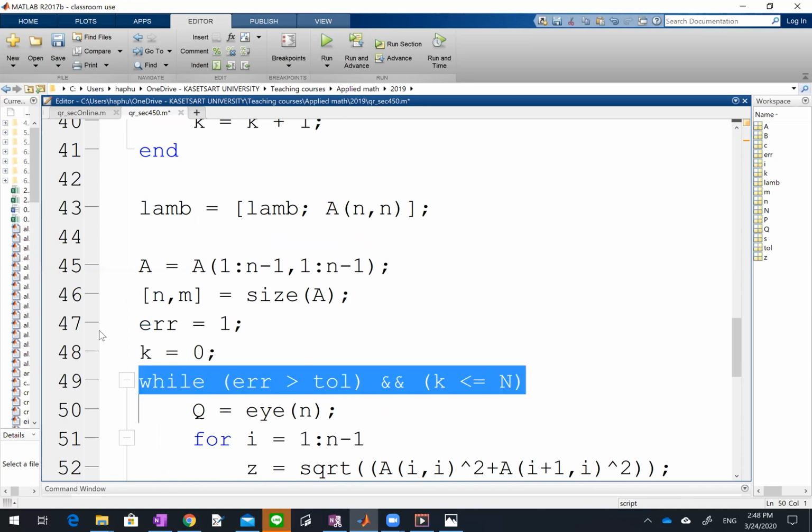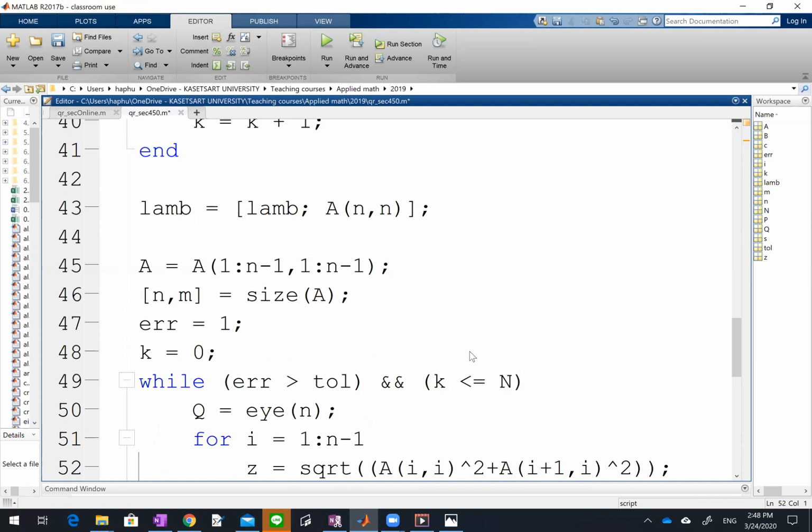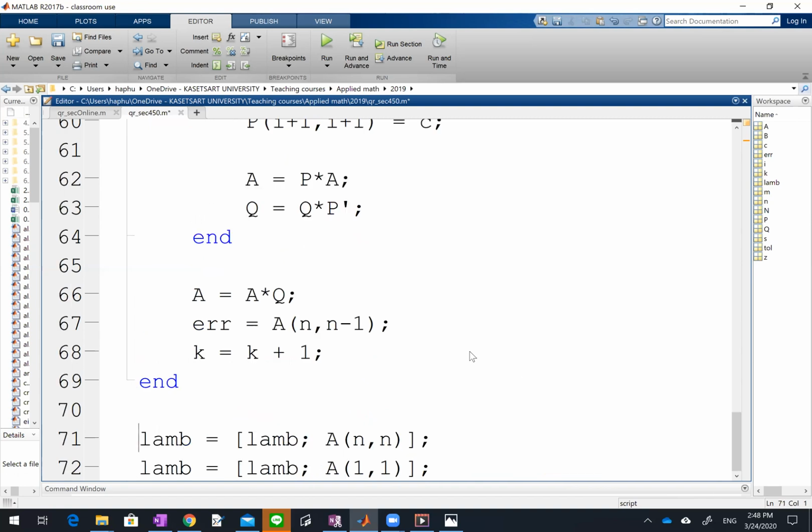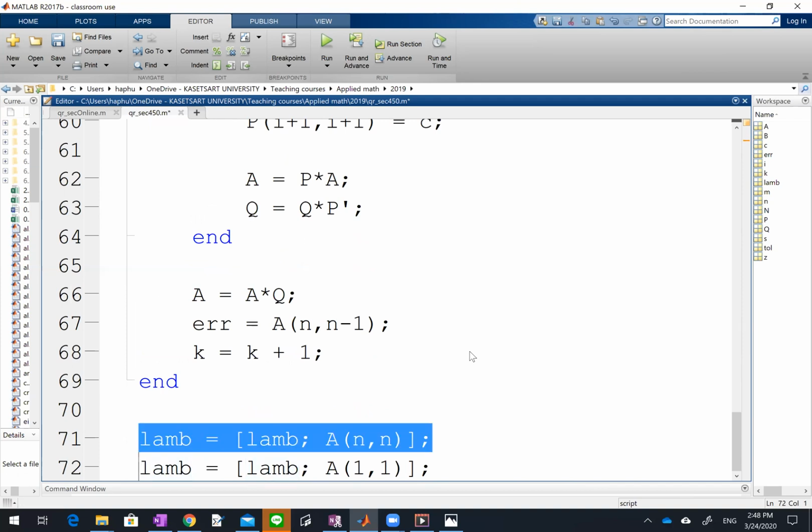In the second loop, I already moved my Q out, so it shouldn't have any problem. And then when I run it, finally, I also store my A22 into my vector lambda, and also A11 into my vector lambda. And if I run it, this is what I'm getting.